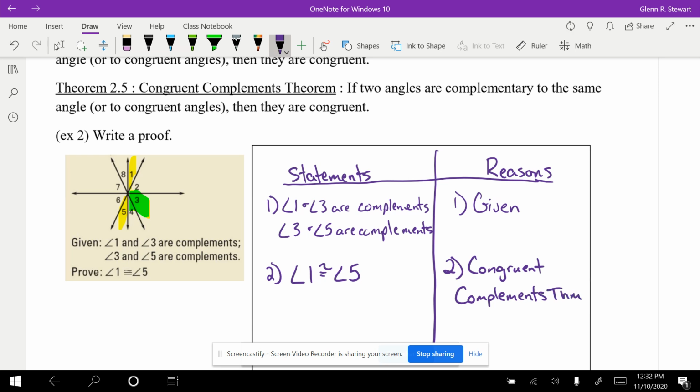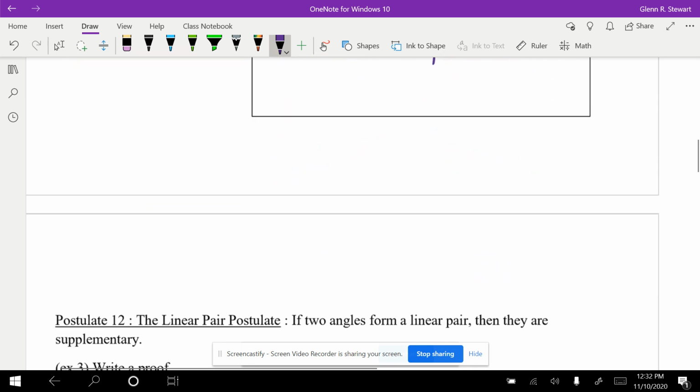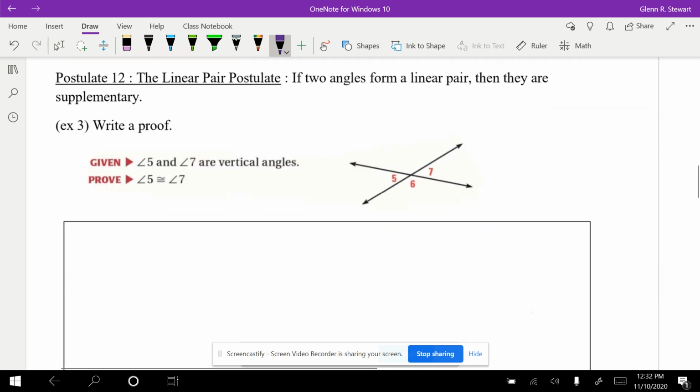And look, the reason is still based off of the previous given statement. The angle 1 and angle 3 are complements. They both share angle 3, and angle 3 and angle 5 are complements as well. So then 1 and 5 are congruent. Those two proofs were pretty short. This next one just gets a little lengthy with how we're going to word things. This is based off of the linear pair postulate.